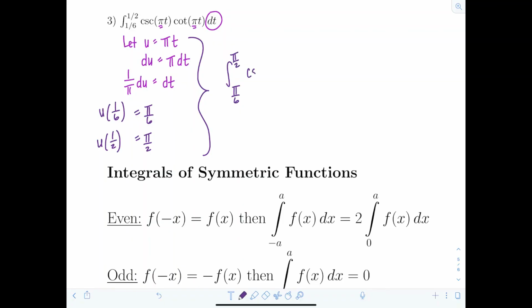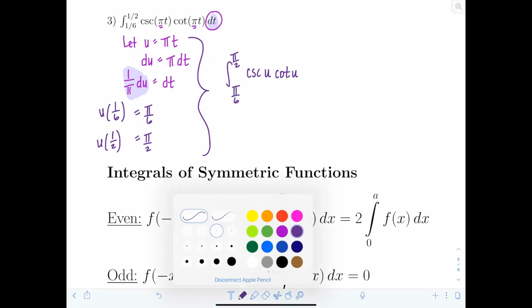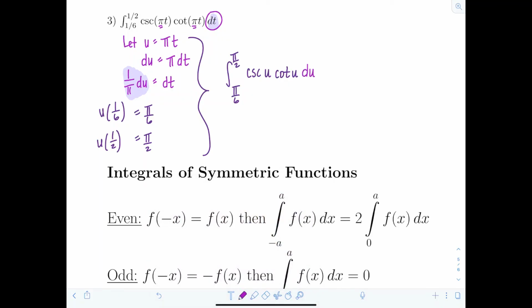Now I'm going to have cosecant u, cotangent u. And then remember, dt is 1 over pi du. So let us put the du here and the 1 over pi outside so it doesn't bother us. Okay, now the antiderivative of cosecant u, cotangent u is negative cosecant u. So let's bring that negative outside, 1 over pi cosecant u, and then we're going to evaluate that from pi over 6 to pi over 2.